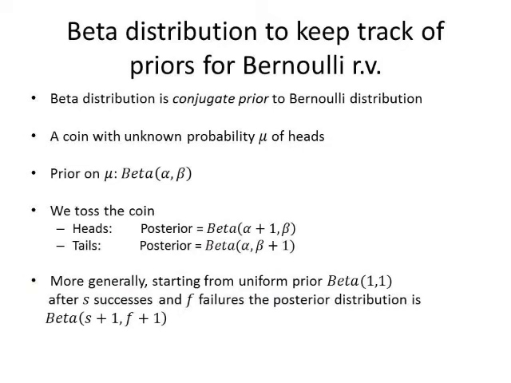So the reason beta distribution is useful is because it's a conjugate prior to Bernoulli distribution. What that means is the following. Suppose we have a coin with the unknown probability mu of coming up heads, and we have some prior information on mu, which is that it's distributed according to beta distribution with parameters alpha, beta. And we toss that coin, and depending on the outcome, the new posterior distribution is very simple.